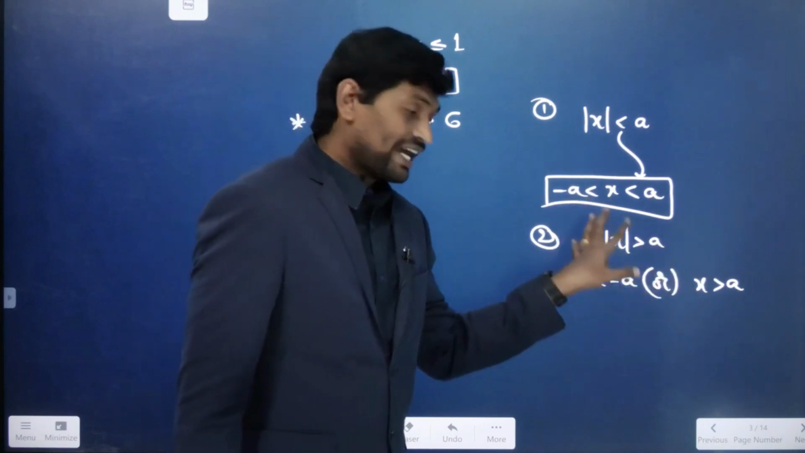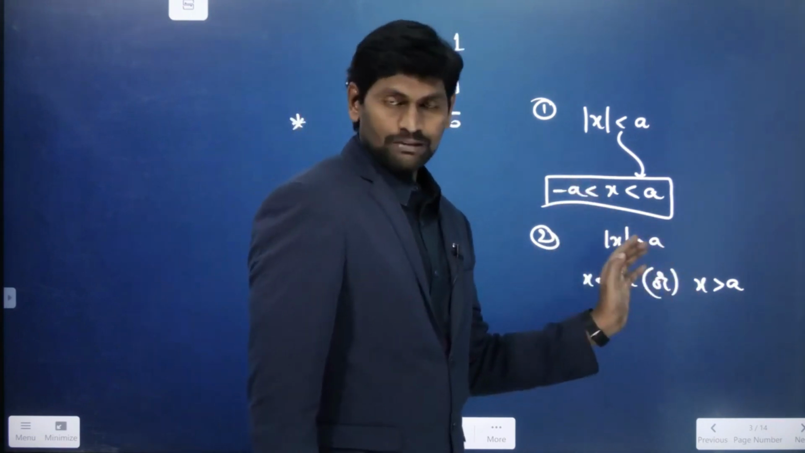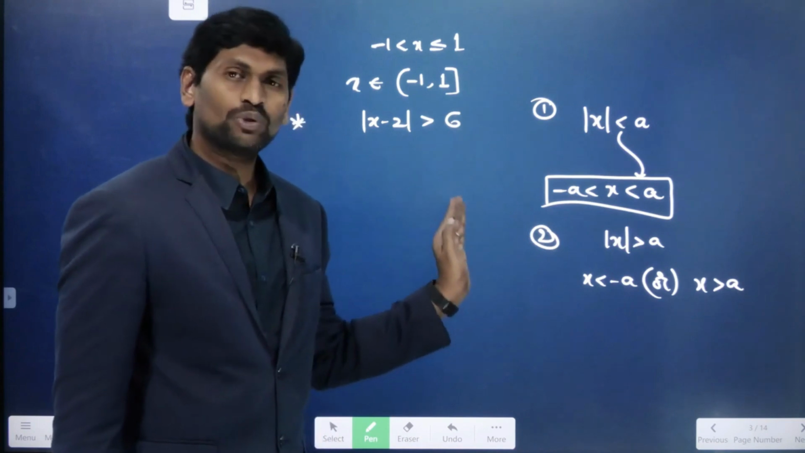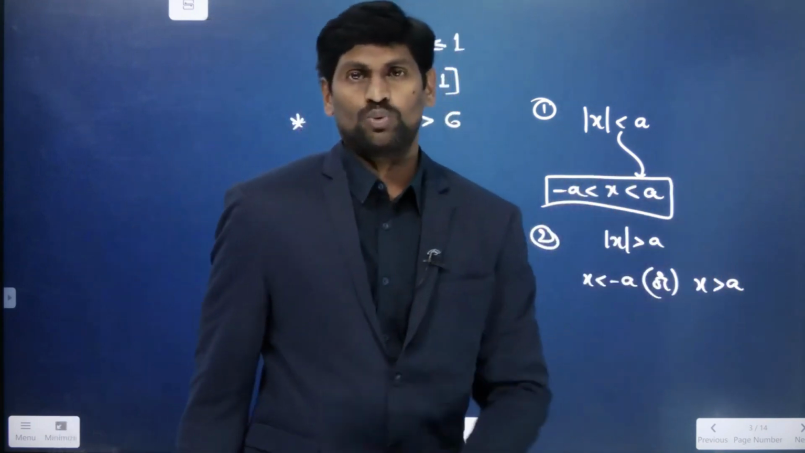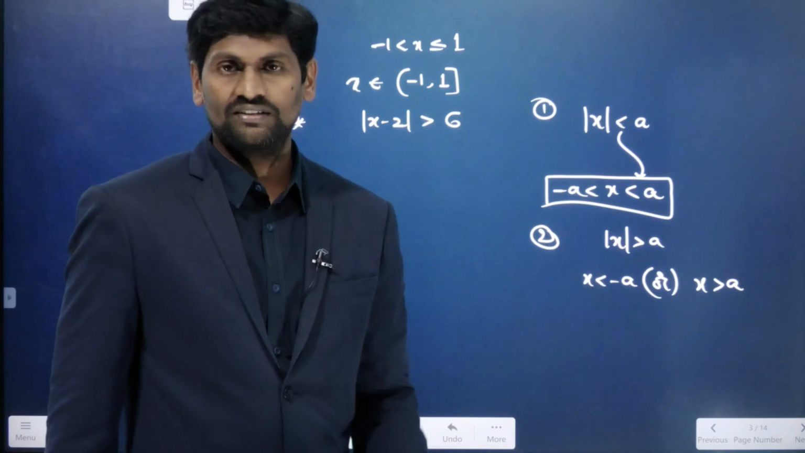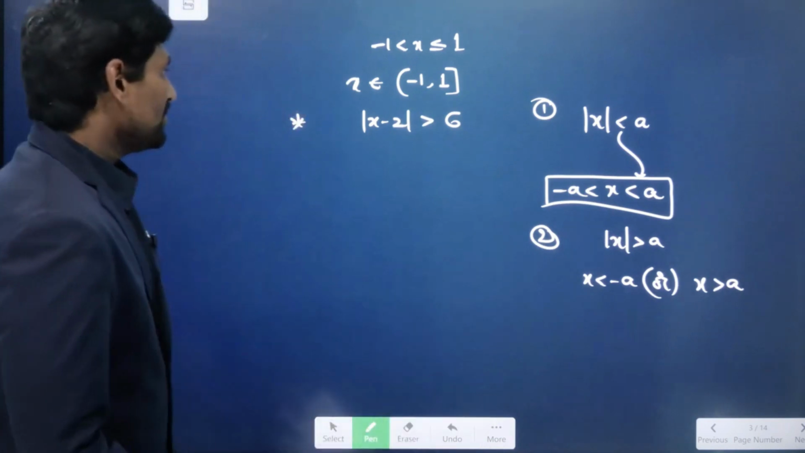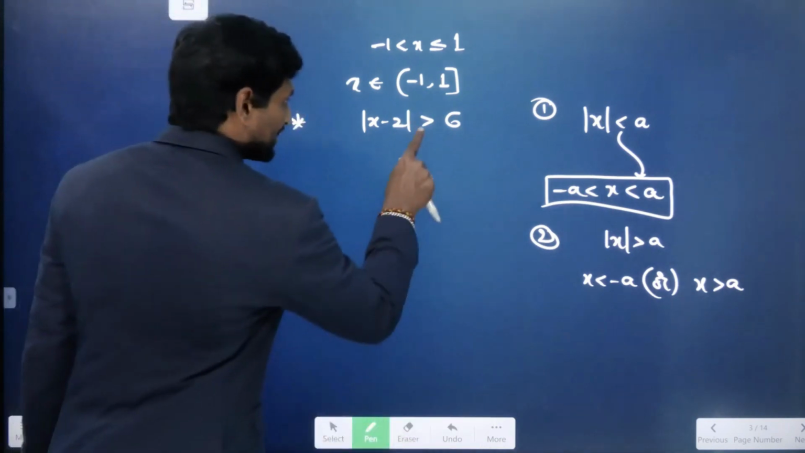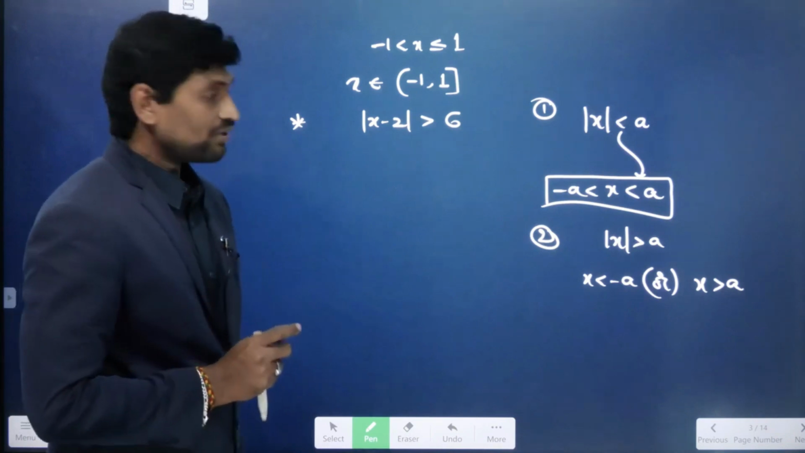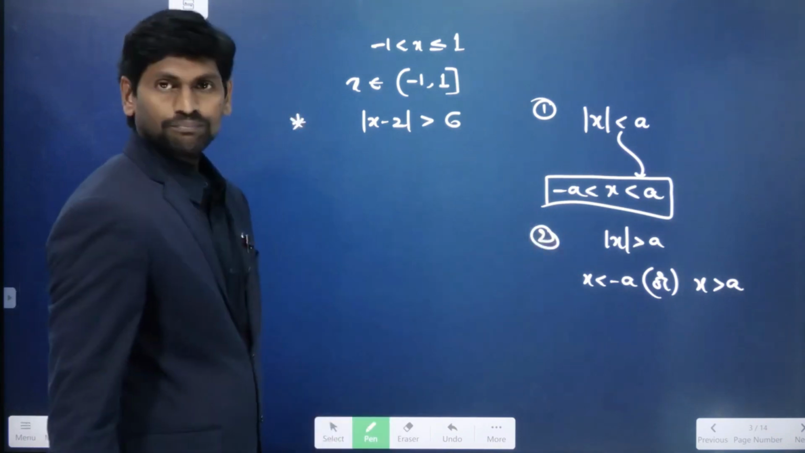But here the x value is not between the roots. That means it can be less than the negative value or more than the positive value. We need to consider it like that. So according to this condition, it is greater than 6. Greater than 6 means what we have to take? So we should apply both.